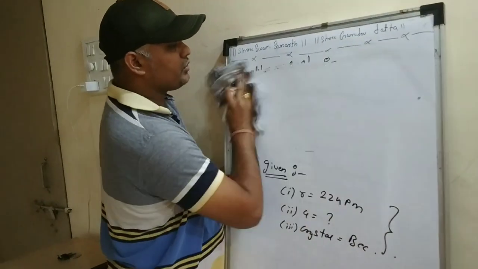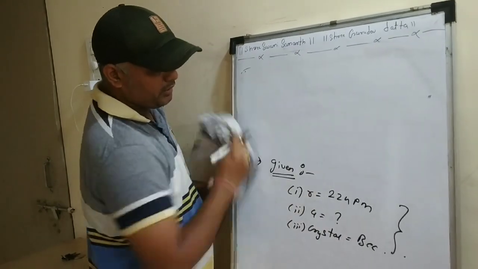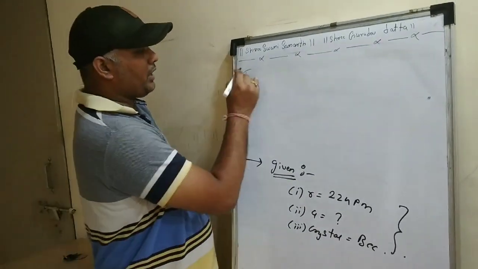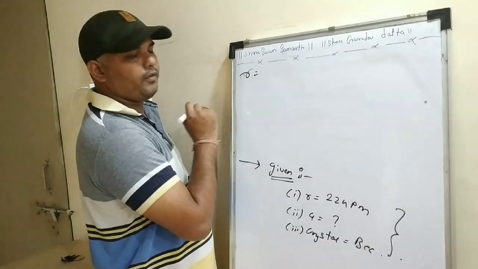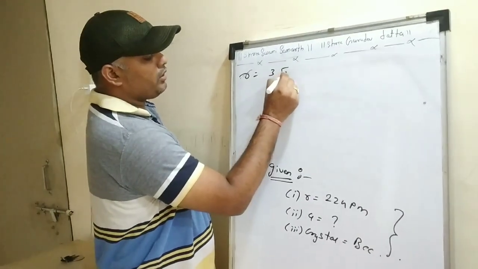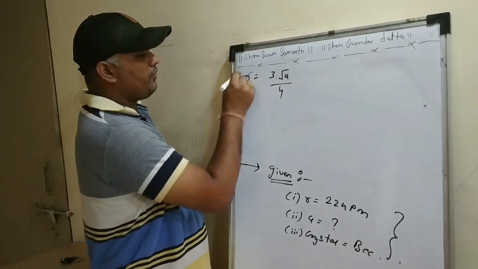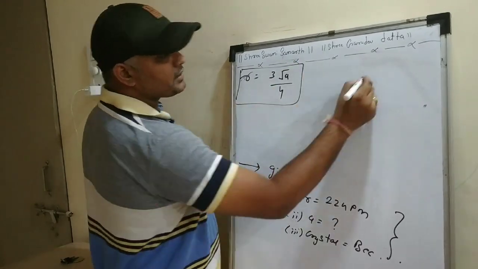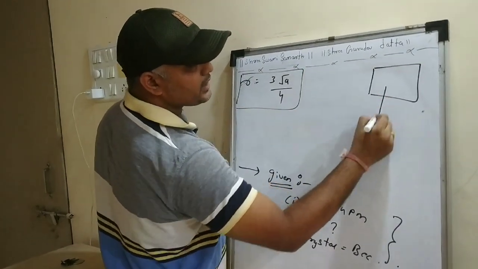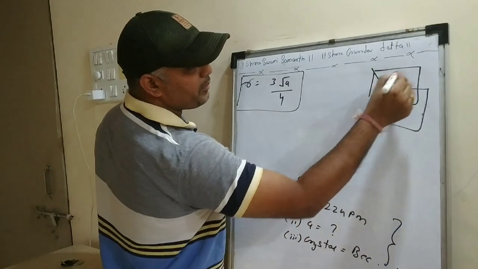I request all the students to note down it properly, right? Before that, we have to calculate the value of R. Value of R is equal to root 3 A by 4. This is the value of R. How did we calculate this that day? We had seen the calculation for the radius. You might be remembering it.